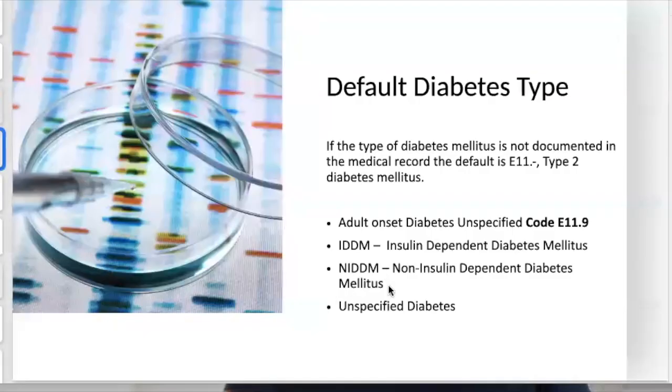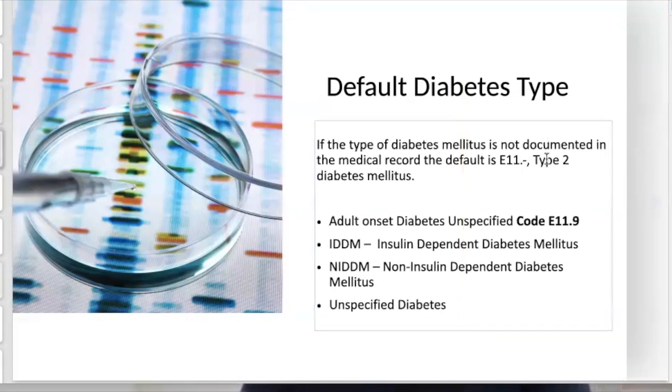Now, let's continue here. NIDDM, non-insulin-dependent diabetes mellitus, is also considered as type 2. And of course, for unspecified diabetes, where the doctor does not specify the type of diabetes, you always consider that as type 2.